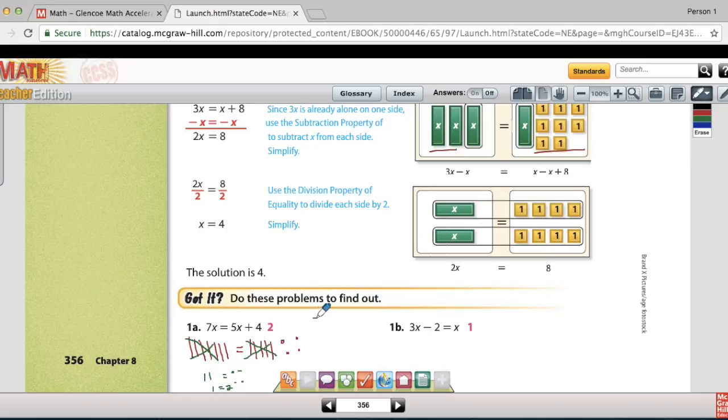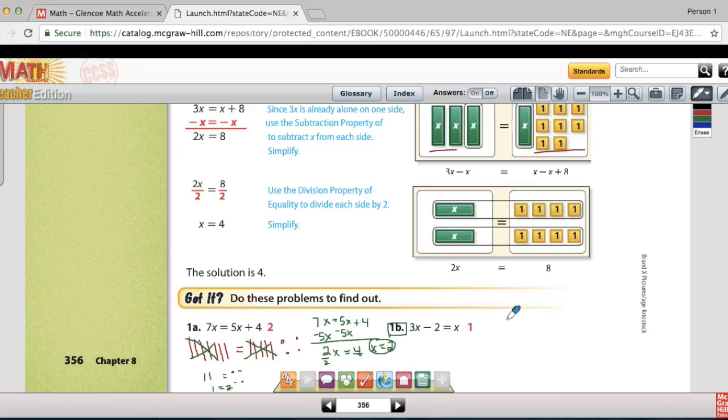Let's do that same problem by showing the work algebraically. The first thing I did was take away 5 x's from both sides, leaving myself with 2 x's equaling 4. And then I divided it into 2 different groups. And so each group has 2 in it. So x equals 2. Same answer. Okay, let's try 1b.